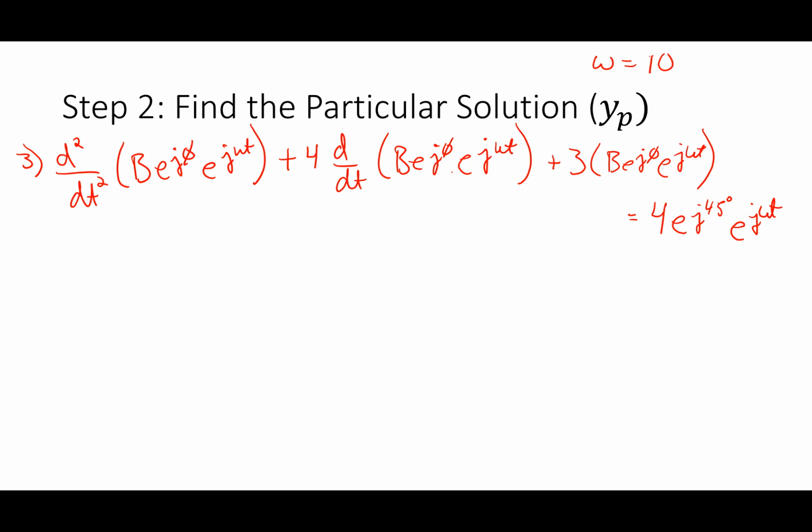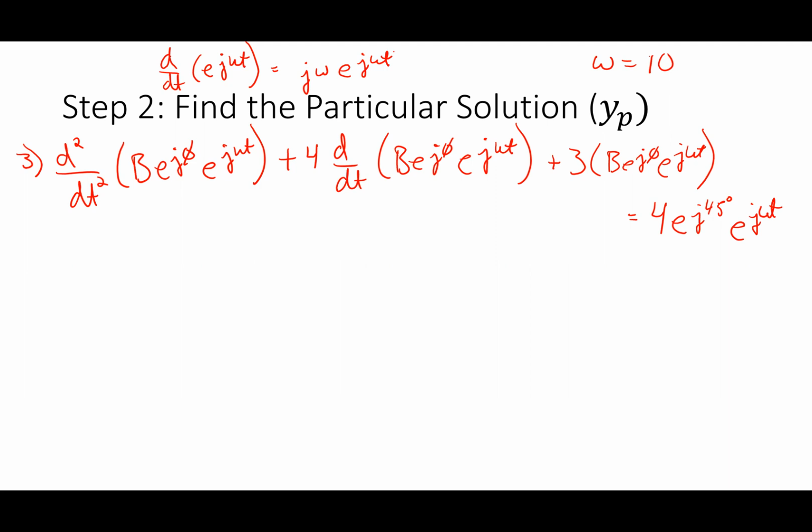The derivative with respect to t of e to the j omega t is going to be the same form. It's going to be j omega e to the j omega t. The j omega comes down. The t doesn't come down, right? The j omega comes down.